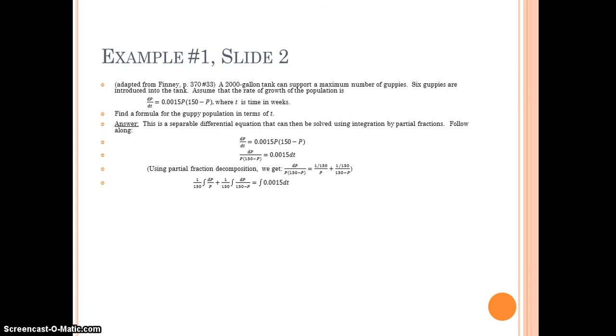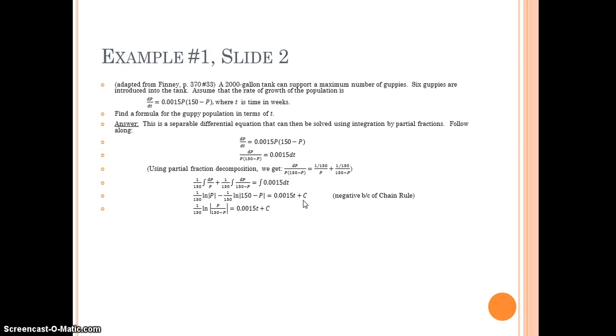Now I rewrite this as 1 over 150 times the integral of dp over p plus 1 over 150 times the integral of dp over 150 minus p, integrating both sides in this case. We get 1 over 150 times natural log absolute value of p minus 1 over 150 natural log of 150 minus p. That minus comes from the fact that we have a negative p inside of our integrand, and so we need to account for that because of the chain rule. And then we integrate the right side and get 0.0015t plus c.